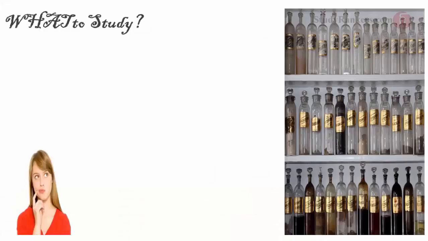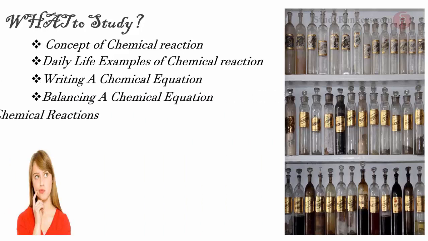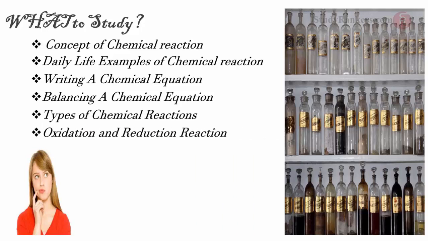Here are the topics which we are going to learn in this chapter. First, we will be introduced to chemical reaction. Then, we will see some daily life examples of chemical reaction. Also, we will know how to write a chemical equation and balance it. We will discuss types of chemical reaction. After that, we will learn about oxidation and reduction reaction. So let's begin with the chapter.